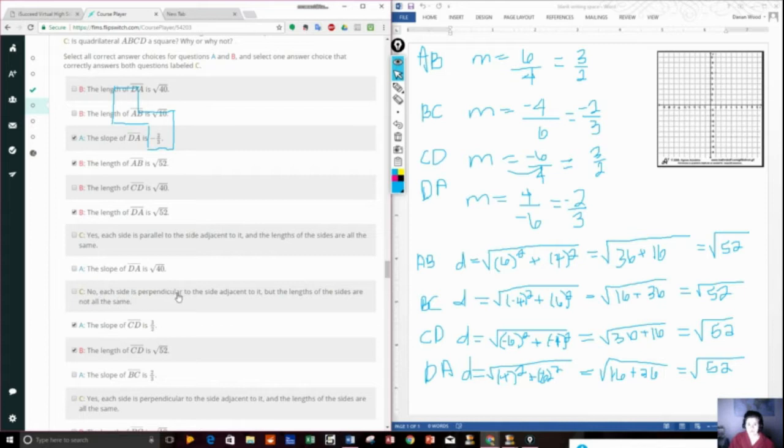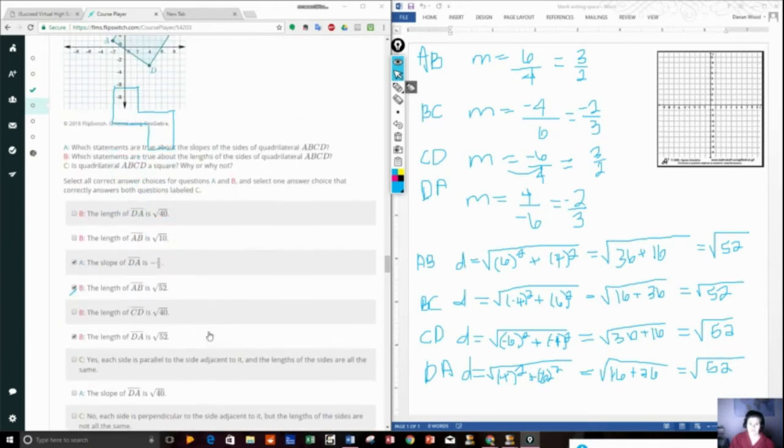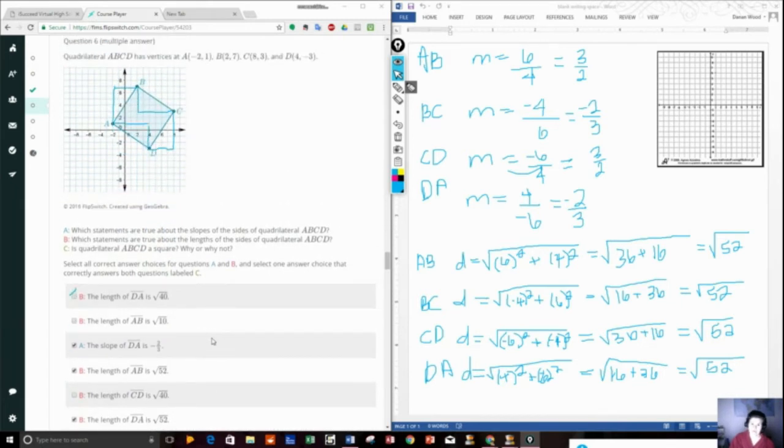No, each side is perpendicular to the side adjacent to it, but the lengths of the sides are not all the same. Well, that one's not true because all of the lengths are the same. So I'm just going to eliminate that one right from the get-go. And C, yes, each side is perpendicular to the adjacent side to it, and the lengths of the sides are all the same. Or D, no, each side is parallel to the side adjacent to it, and the lengths are all the same. Okay, so we either have parallel adjacent sides or perpendicular adjacent sides.